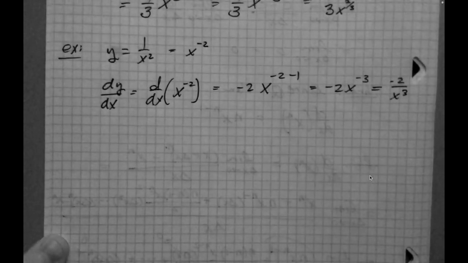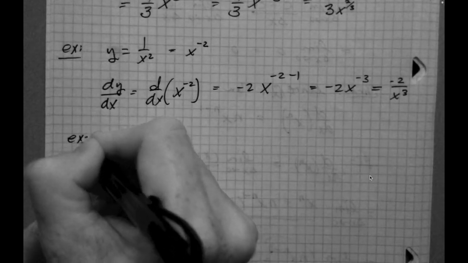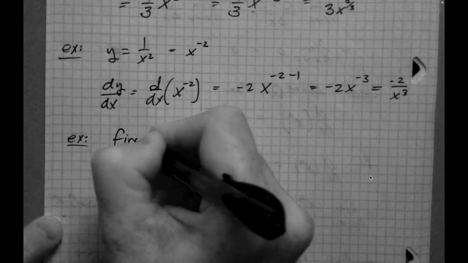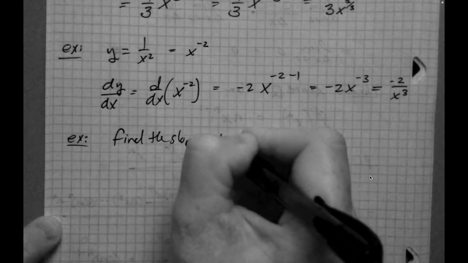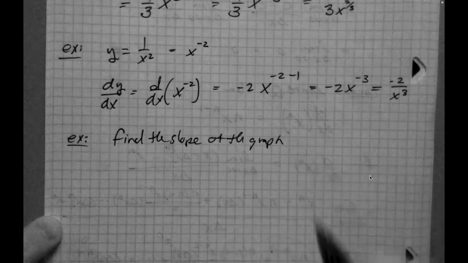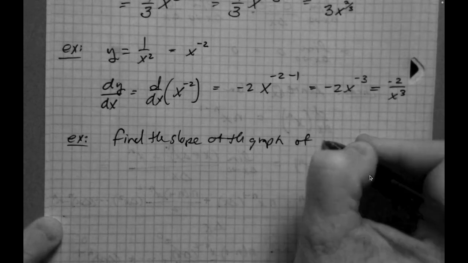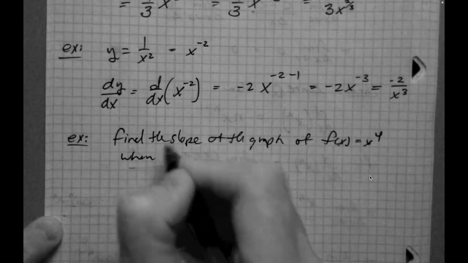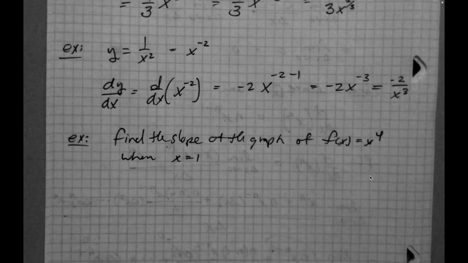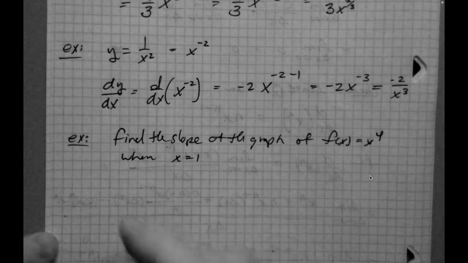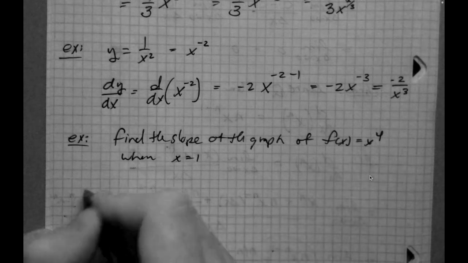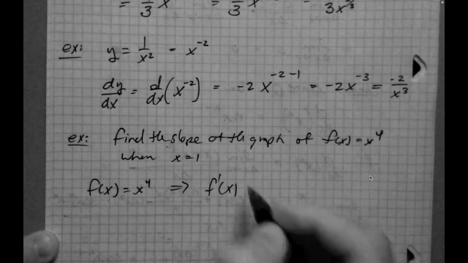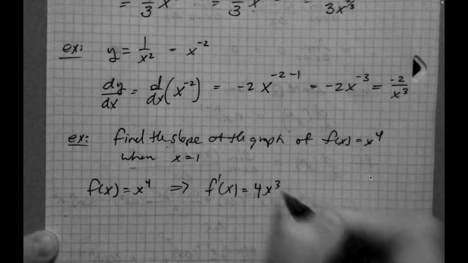Let's take a look at another example, something a bit more involved perhaps. Find the slope of the graph of f of x equals x to the 4th when x is equal to 1. Okay, so let's calculate the derivative first. We're talking about the slope of the graph. So f of x equals x to the fourth. That implies that f prime of x is equal to 4x cubed.